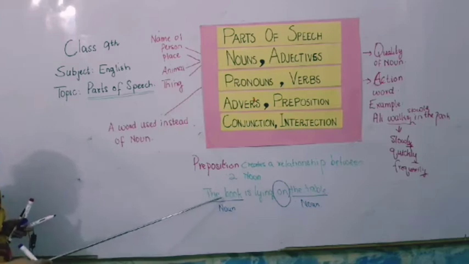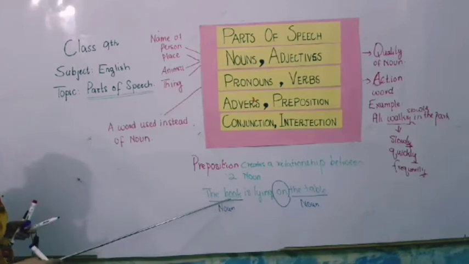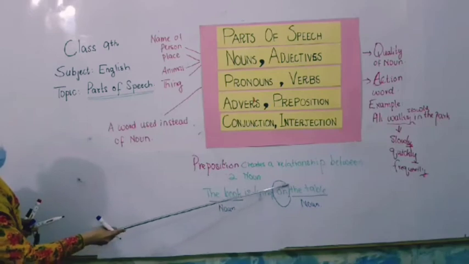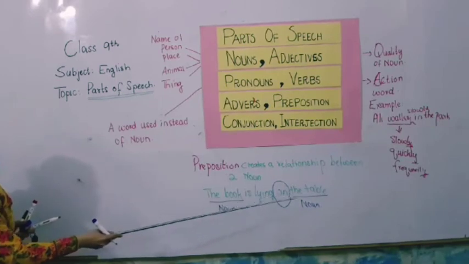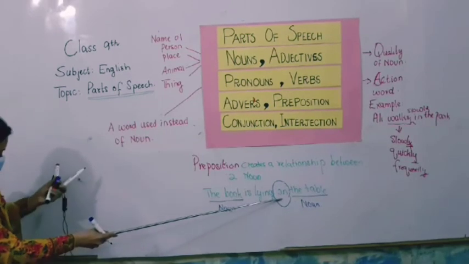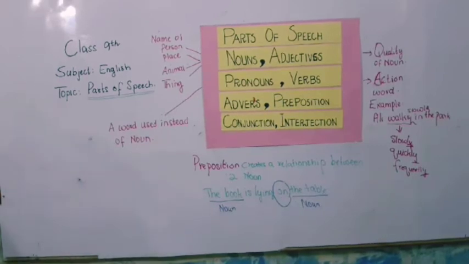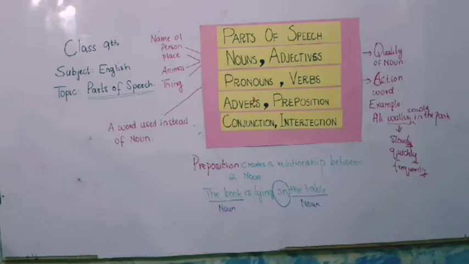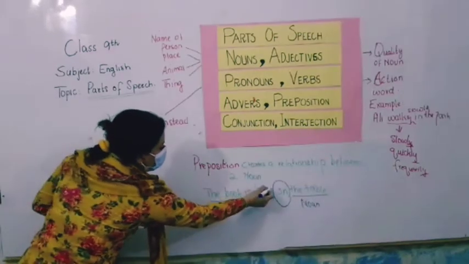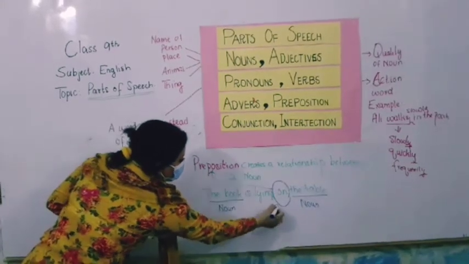It is creating a relationship between this noun with this noun, and we know where it is kept, on the table. It's on the table. It's not on the ground. It's not anywhere else. And that relationship is created by one word, which is called a preposition, and it is on. This is a preposition.